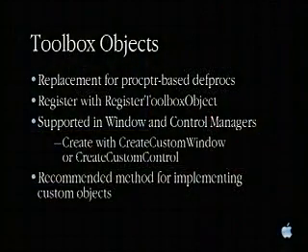So I talked about how Carbon events is the native kind of def proc model for macOS 10 and Carbon in general. Toolbox objects is what allows us to do this. Toolbox objects are effectively an event handler that you can define and register with the toolbox using register toolbox object. With this, you can then, in the window and control managers, call create custom window or create custom control, passing one of these toolbox object refs that you register.